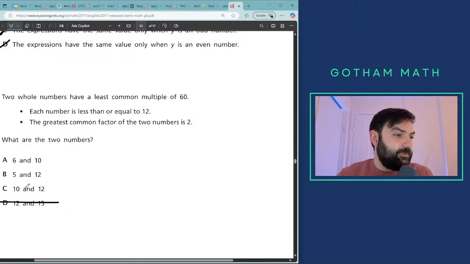3, no. 3 doesn't go into 10, right? 4, no. 4 doesn't go into 10. 5 works for 10 but doesn't work for 12, right? So it means that it's C, because actually the greatest common factor of 10 and 12 is 2. None of the other numbers work. C.